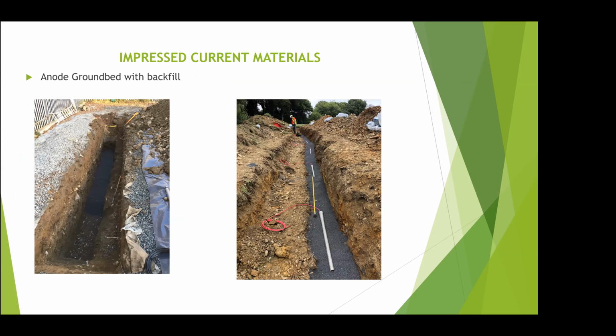Now, I've thrown in a few pictures to try and put some sense and proportion to it. On the left, you can see a ground bed trench, and they've excavated the ground bed. The engineer will have designed the length and the diameter of the ground bed he needs. And then we put in some carbonaceous backfill, some coke usually, coke breeze. And the reason for doing that is it provides a uniform and consistent low resistance connection for the anodes, which you can see on the right, to make contact with the soil.